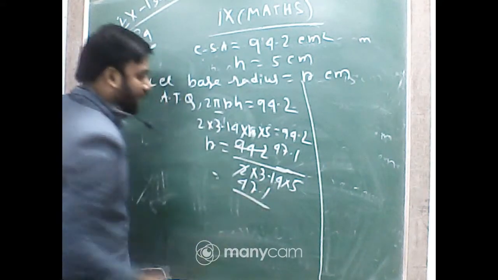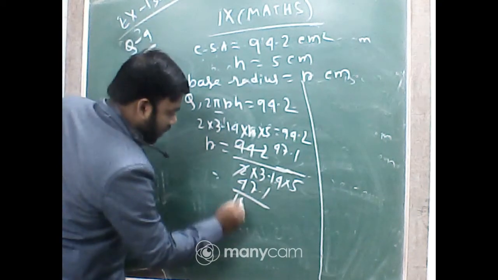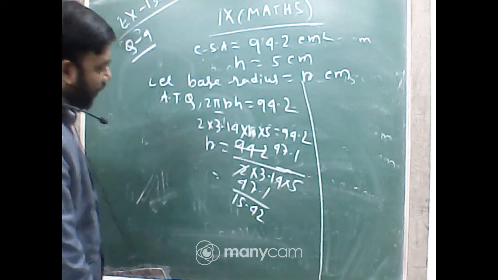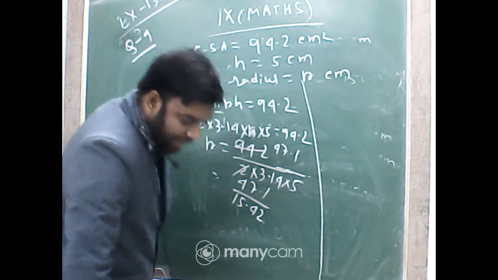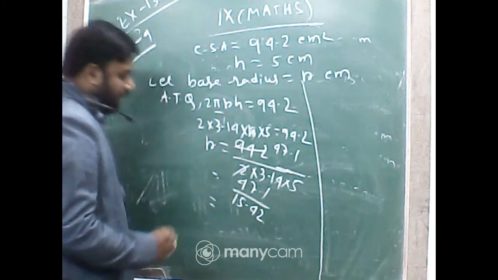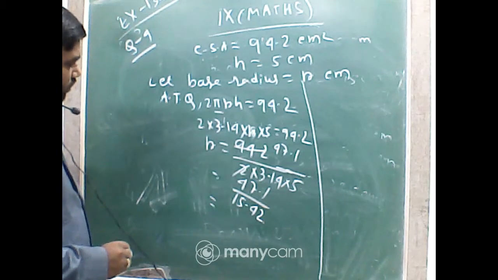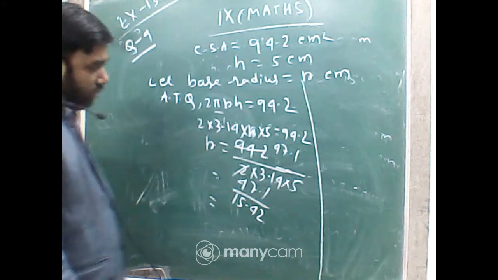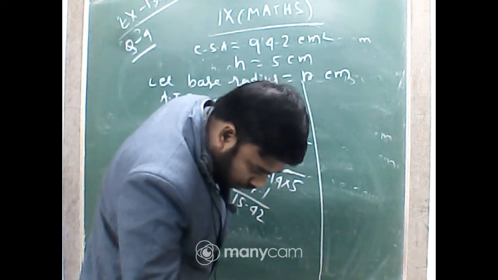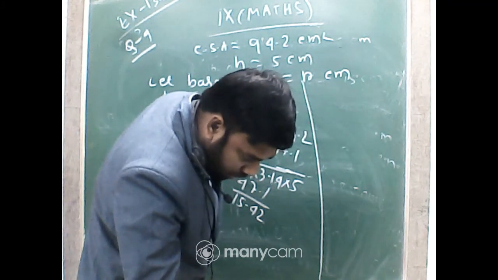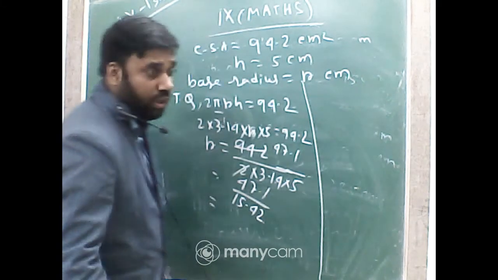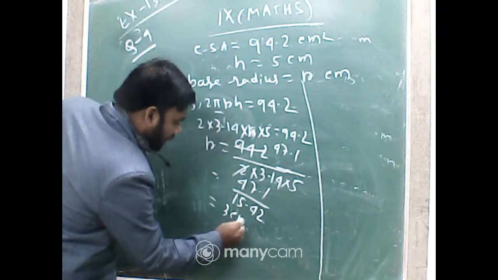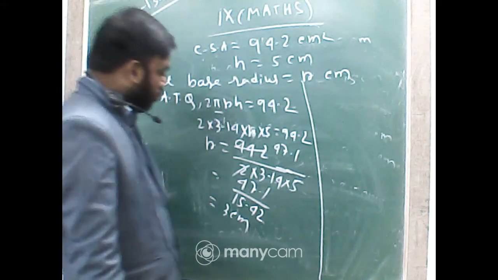47.1 divided by 15.7, if I divide it, we get 3. So that is r equal to 3 centimeter. Okay, r equal to 3 centimeter.